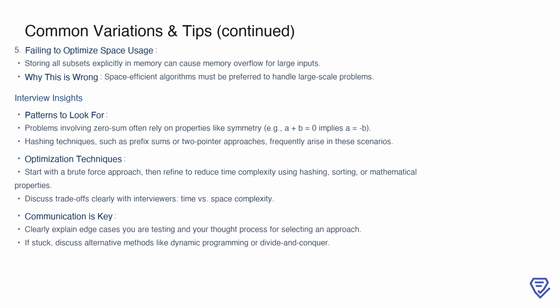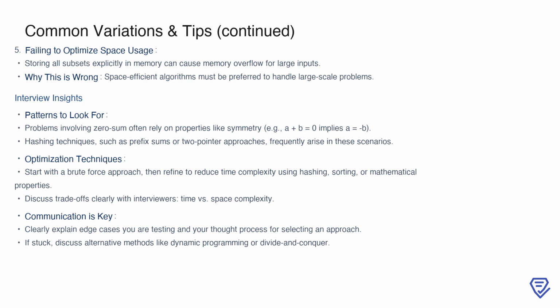Now, let's focus on key insights for interviews. Problems involving zero-sum often rely on symmetry, such as the relationship a plus b equals 0, which implies a equals negative b. Recognizing these patterns is critical. Hashing techniques like prefix sums or two-pointer strategies frequently appear in these types of problems, so being familiar with them is advantageous.